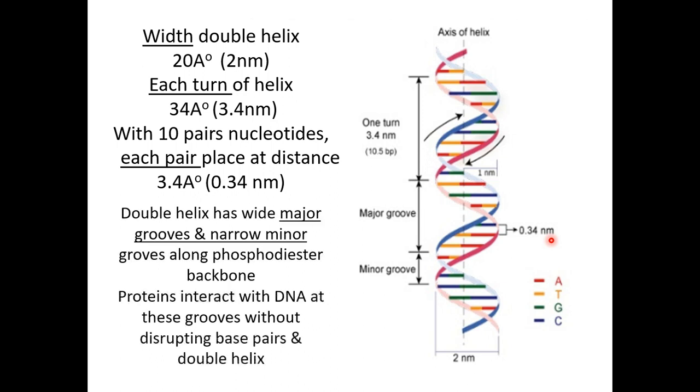Okay. Now this double helix has a major groove. This is the major groove, the gap. Okay, and the second gap, this small gap, is known as the minor groove. This is the major groove, these are the minor grooves. These grooves are important for the proteins to interact with DNA without disrupting the base pairs and the double helix.